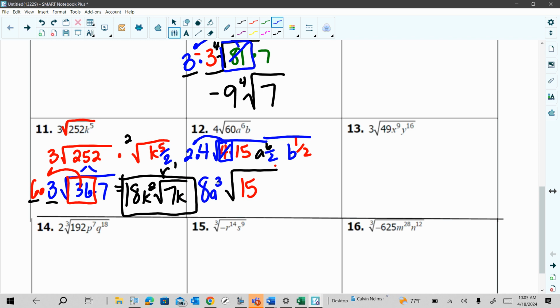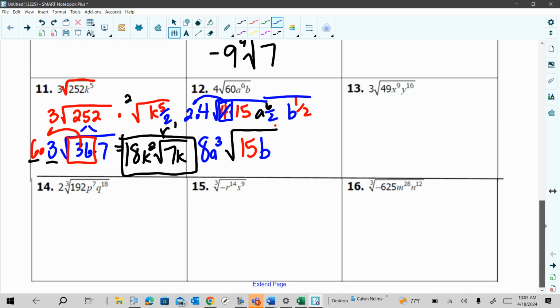8a to the 3rd. Because 2 times 3 gave us the 6, right? Now, can 2 go into 1? No. So that b stays underneath the radical. Okay.